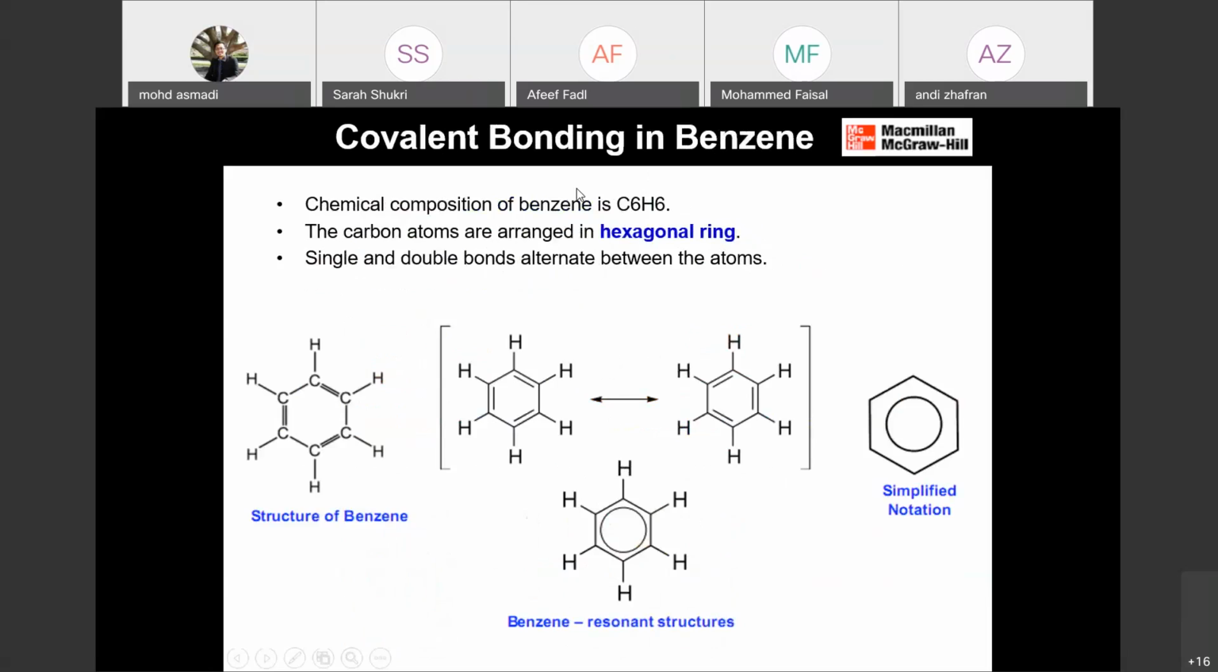Double bonding in benzene. Look at here, the arrangement in the hexagonal ring, single and double bonds. Actually, the real structure of benzene is the resonance structure, moving this double bond through the pi bond, but we can simplify the notation by using these symbols. This is the aromatic ring.